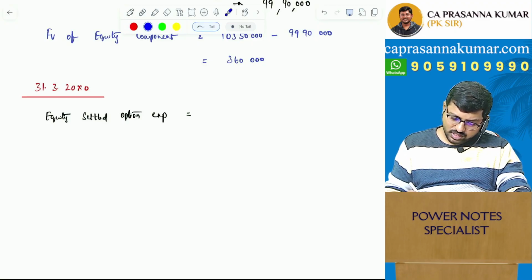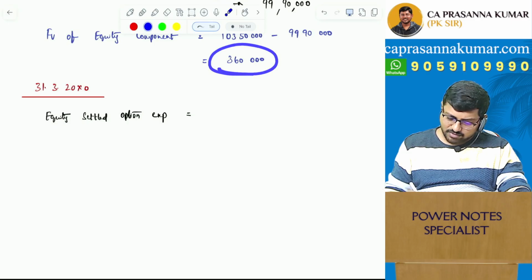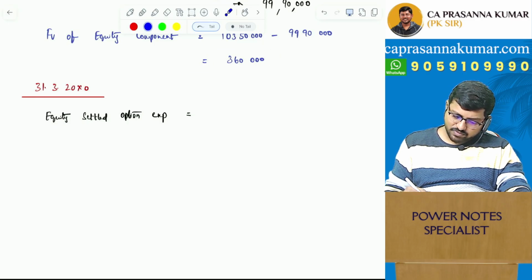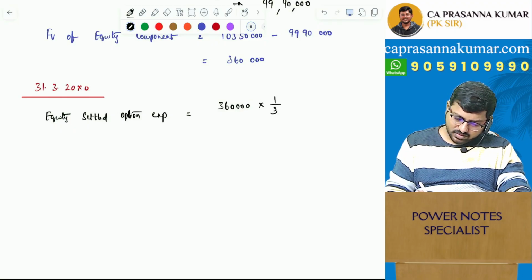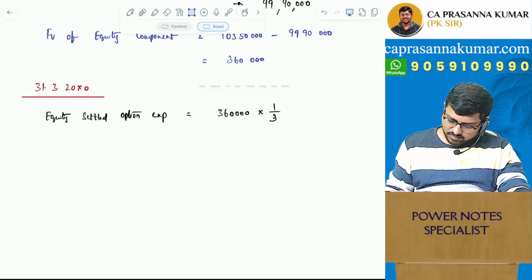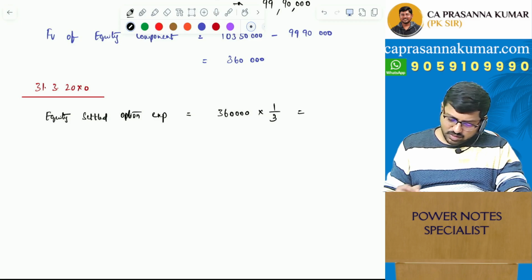So, what is the total equity settled option expense that you have to create over a period of 3 years? 3,60,000. So, obviously, per year, it's going to be how much? Very simple. 3,60,000 into 1 by 3, which is equal to 1,20,000. Very good. Easy peasy.